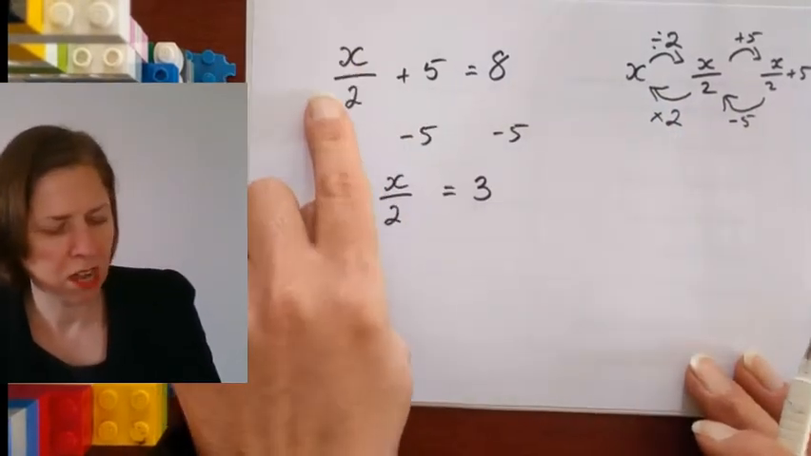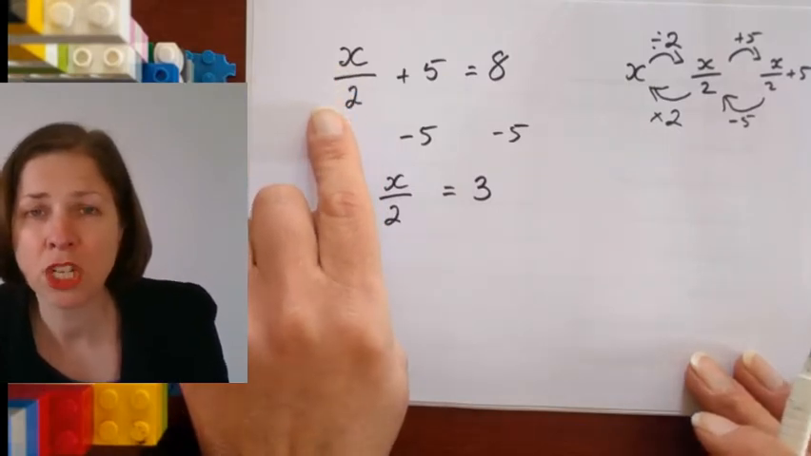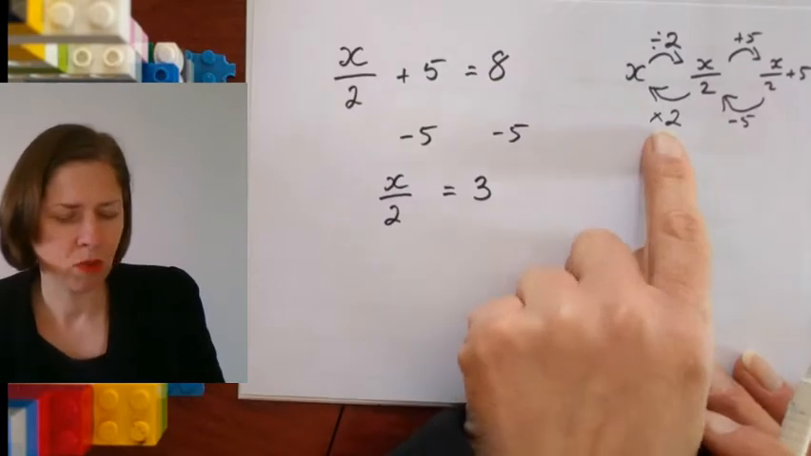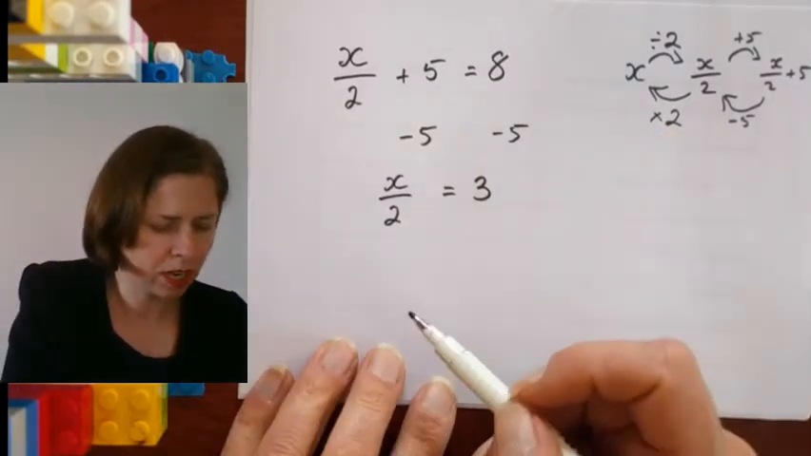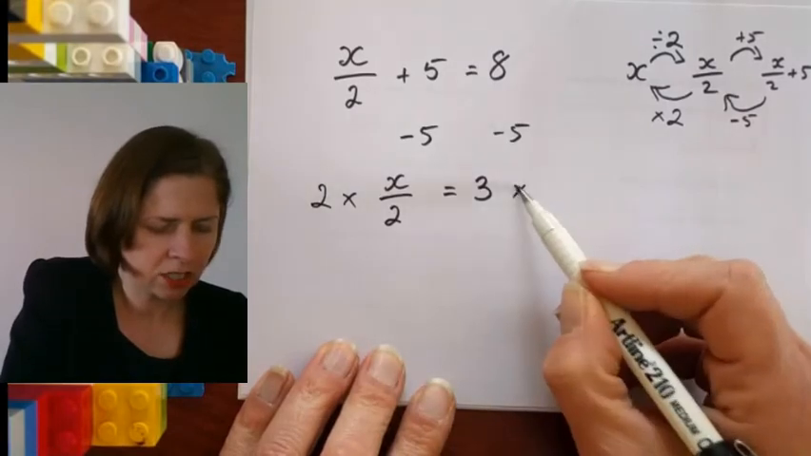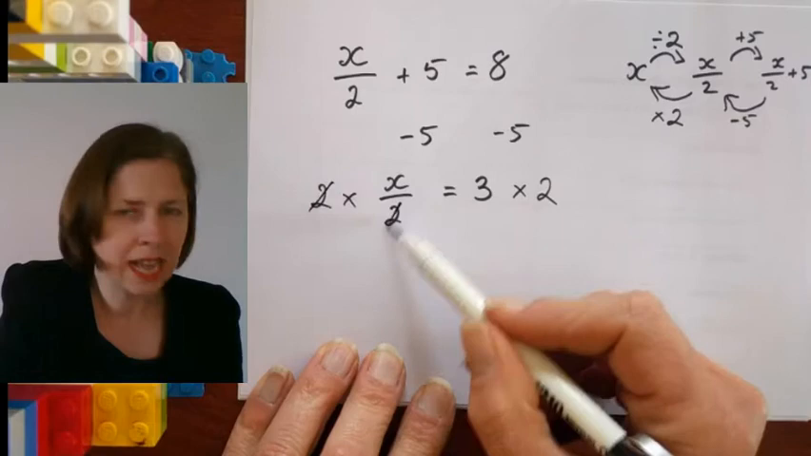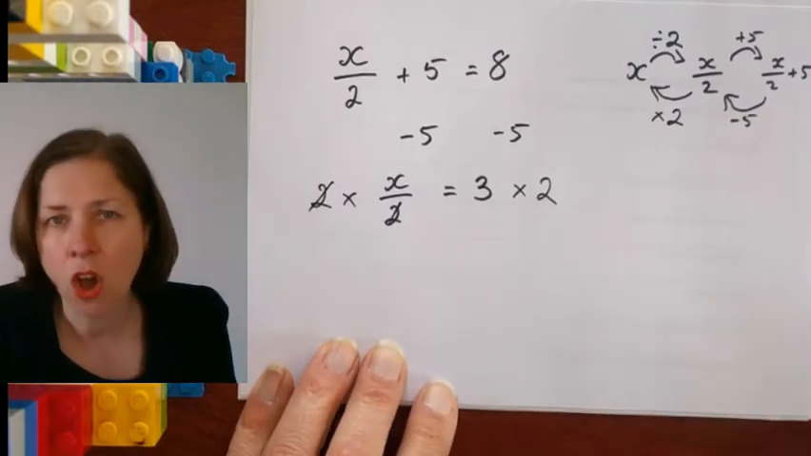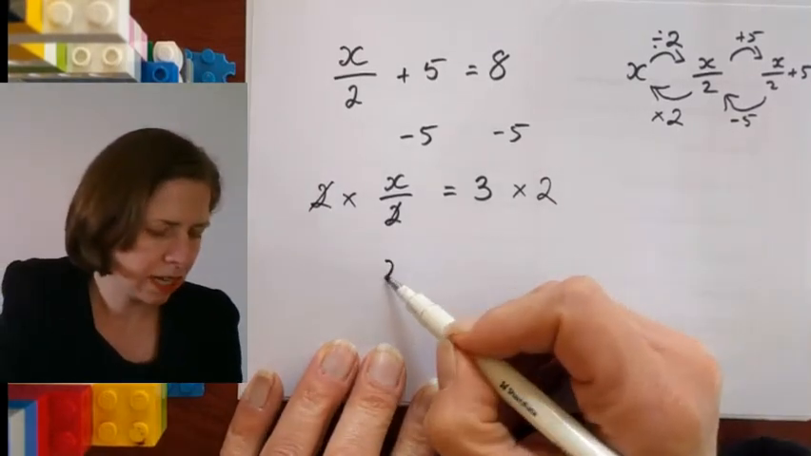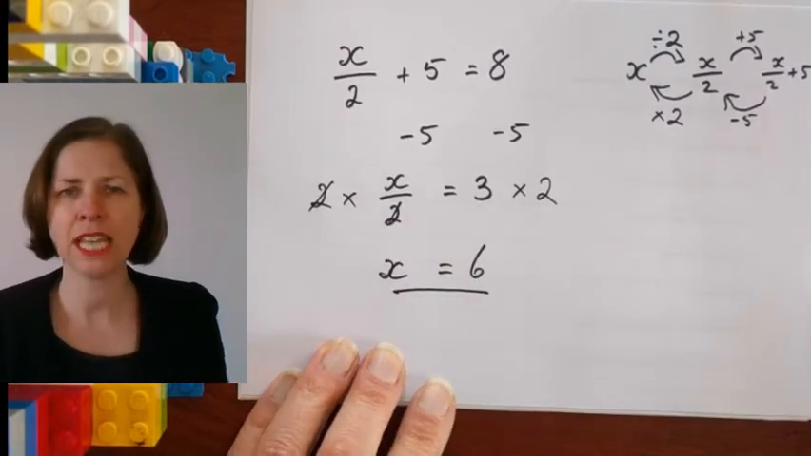Because the first thing I did to x was divide by 2, so the inverse operation is multiplying by 2. So I multiply by 2 on both sides as well. So I'm going to go times 2 over this side and times 2 over on this side. Now these 2's will cancel each other out. That's the whole point, which leaves me with just x. And on the right, I get 3 times 2, which is 6.